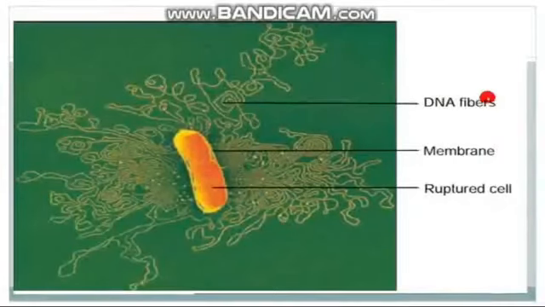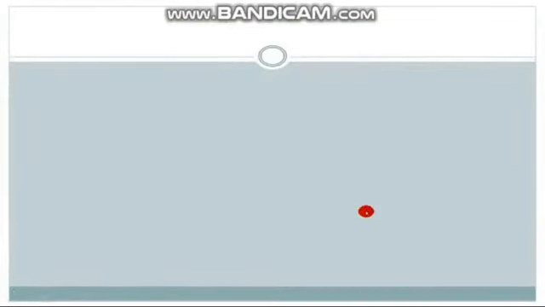Now this is the E. coli structure. These are the fibers. These are the fibers of DNA. These all are the DNA fibers, and all these are nucleoid as well, and all these are chromatin as well. So that's all about the nucleoid.